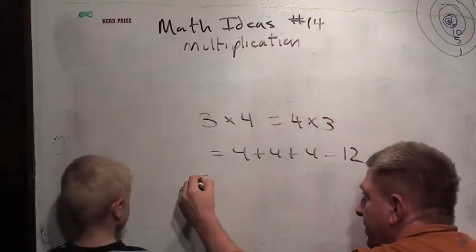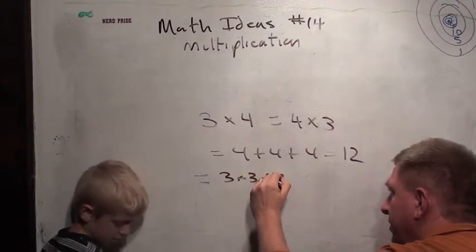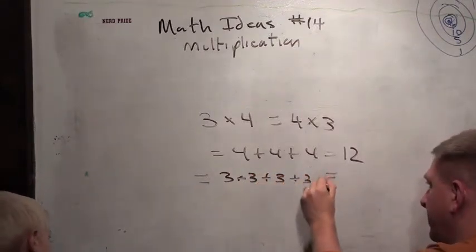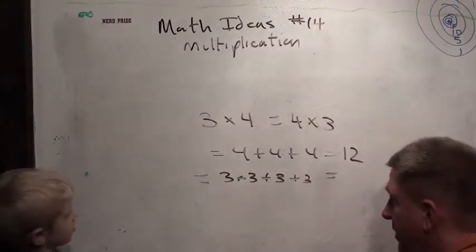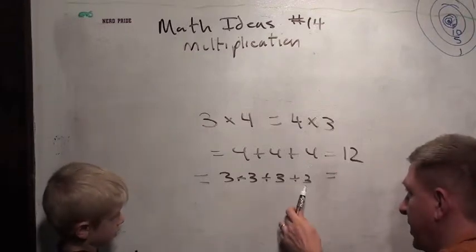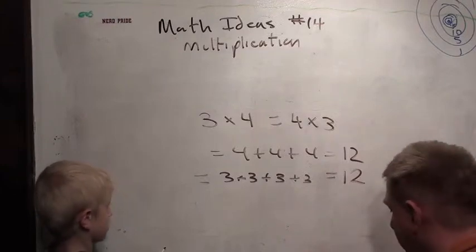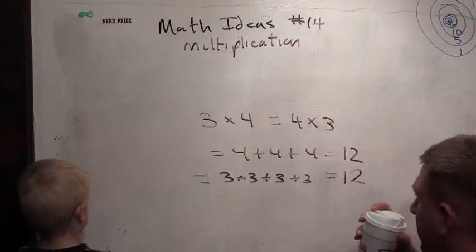So let's see what that is. 3 plus 3 plus 3 plus 3. Well, 3 plus 3 is 6. 6 plus 3 is 9. And 9 plus 3 is 12. 12, look at that. So 4 times 3 equals 3 times 4. Cool, I wonder why that's true.